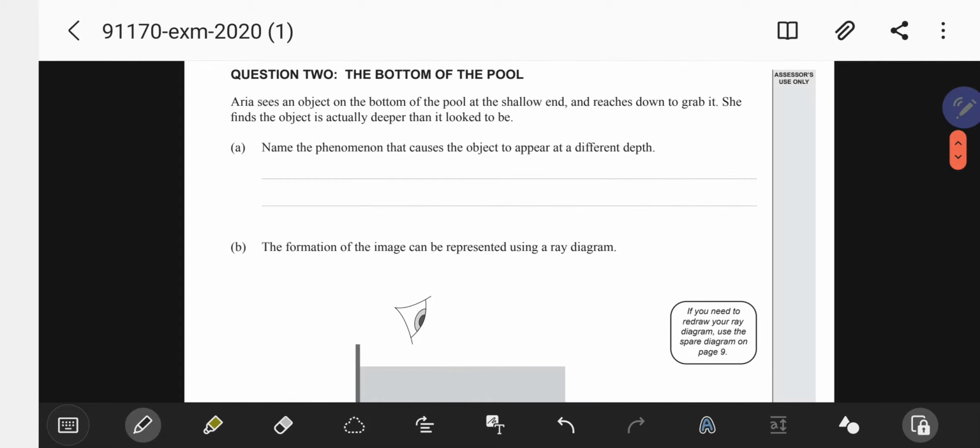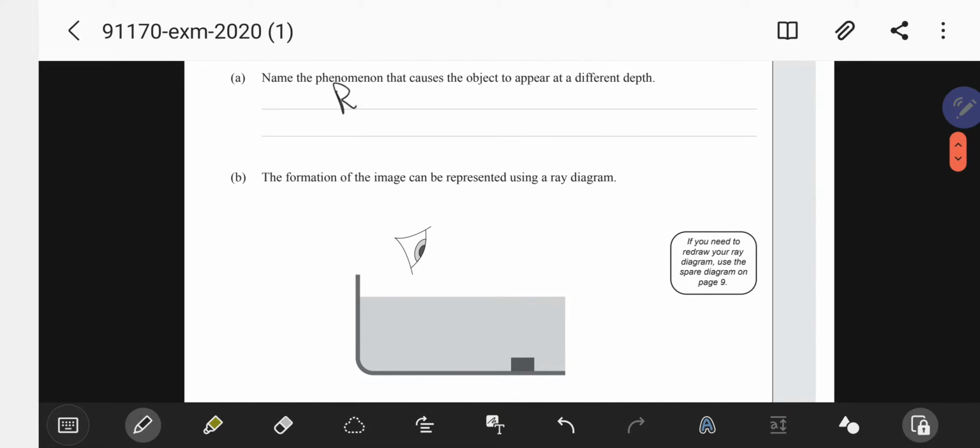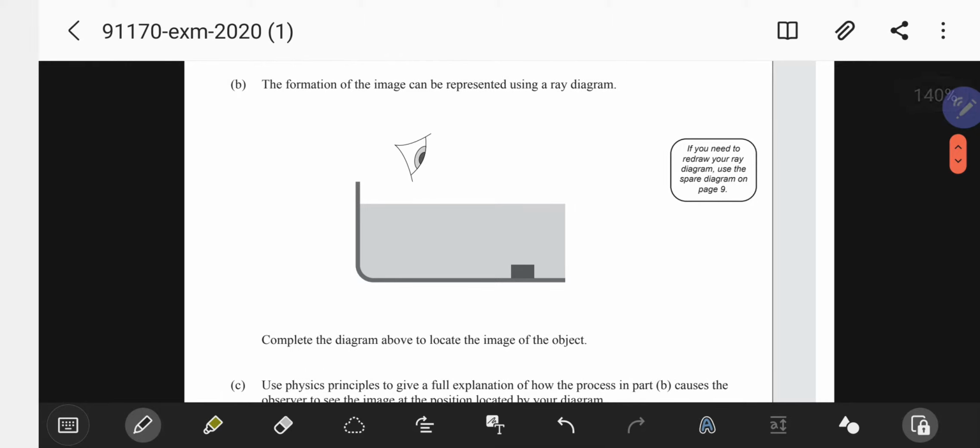Question 2. The bottom of the pool. Aria sees an object on the bottom of the pool at the shallow end and reaches down to grab it. She finds the object is actually deeper than it looked to be. Okay, so that will be refraction, I believe. Hopefully, because that's what I did. The formation of the image. Okay, so we know that this is going to give out rays, let's say from here. And this is going to refract to our eyes. But our eyes can't actually see this refraction, so we're just going to think that the image is over here.